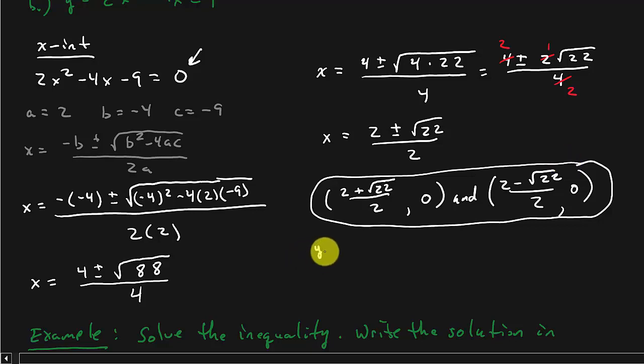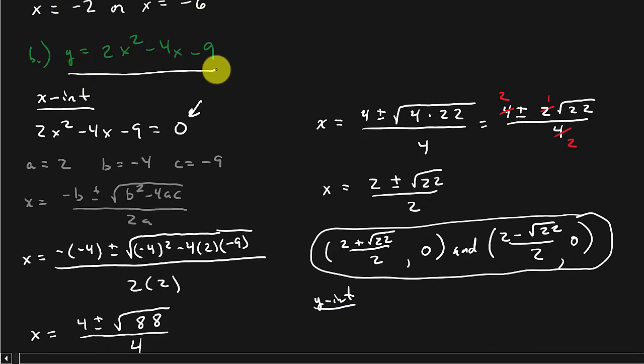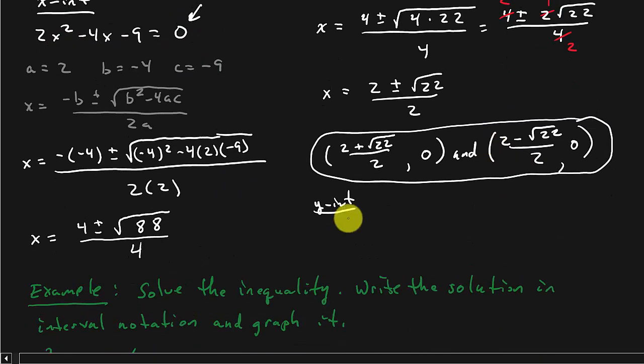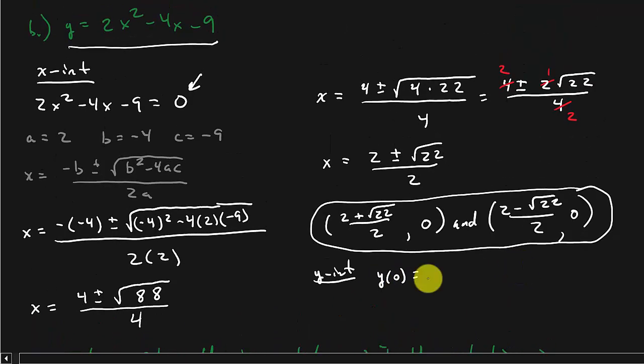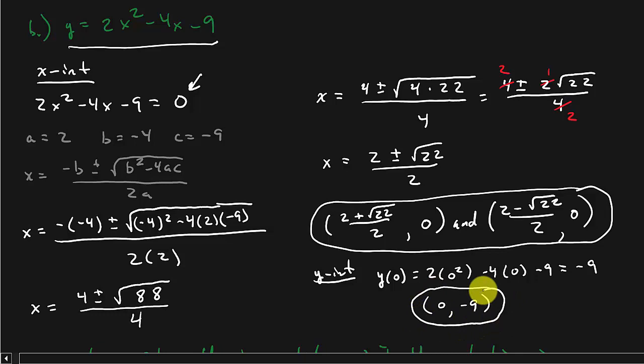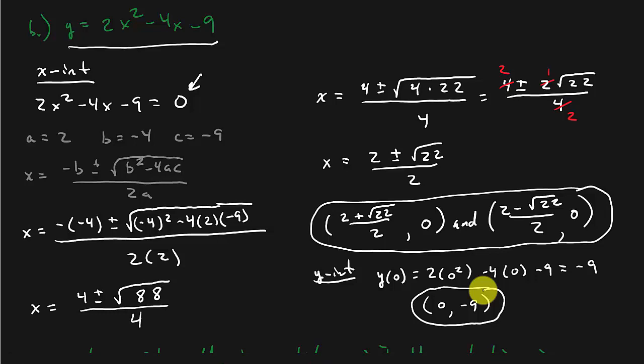Okay. Now I need the y-intercept. Well, remember, the y-intercept is just evaluate this at 0. And so y of 0 is equal to 2 times 0 squared minus 4 times 0 minus 9, which is negative 9. And so x is 0, my y is negative 9, and so there's your y-intercept. Okay, so you can see finding the y-intercept, that's pretty easy. Just plug 0 in for x.